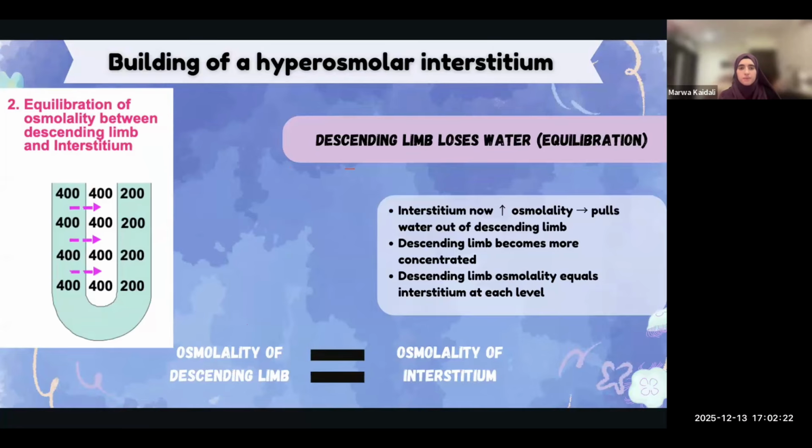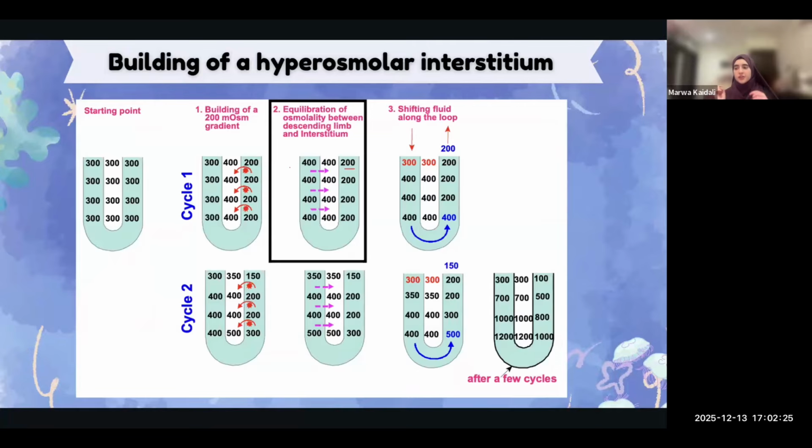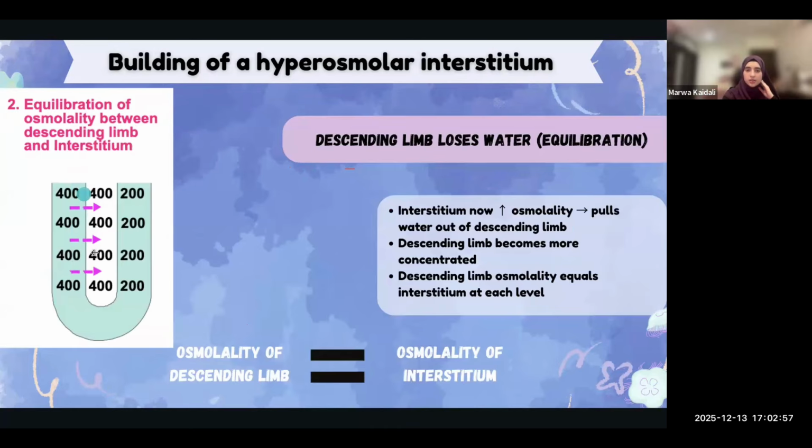Listen, guys, just know the very direct steps of all this process, because later on it is going to make sense. The more you repeat it, it's going to make sense. Even for me in the beginning, I was very confused, like, why is this happening? But all of these steps happen for a certain reason, which we will see later, inshallah. So again, we said the first step is to build a 200 milliosmol difference between the ascending loop and the interstitium. Then the second step was to make an equilibrium between the descending loop and the interstitium. And this happens through the reabsorption of water in the descending limb. That is it. That's all you need to know from this slide.